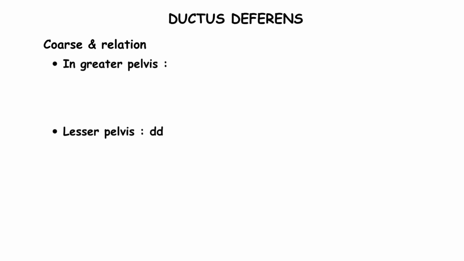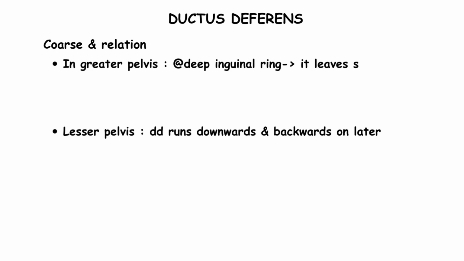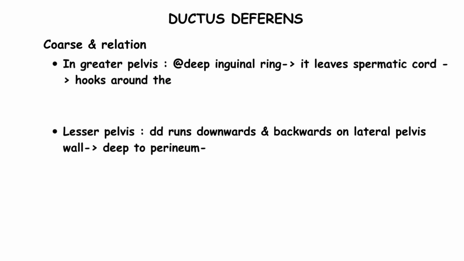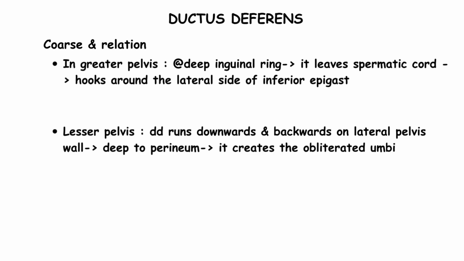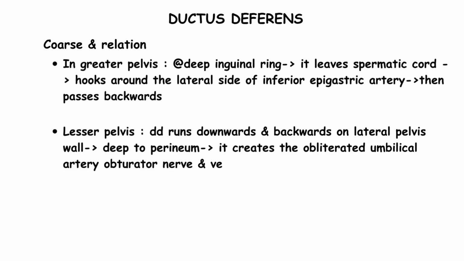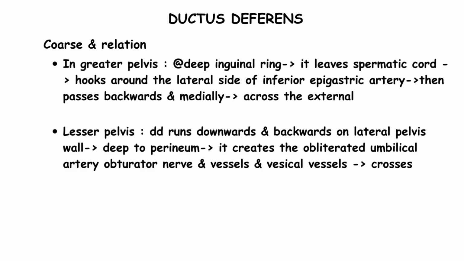Fourth point is in the greater pelvis. At the deep inguinal ring, it leaves the spermatic cord, hooks around the lateral side of the inferior epigastric artery, and then passes backwards and medially across the external iliac vessels to enter the lesser pelvis.